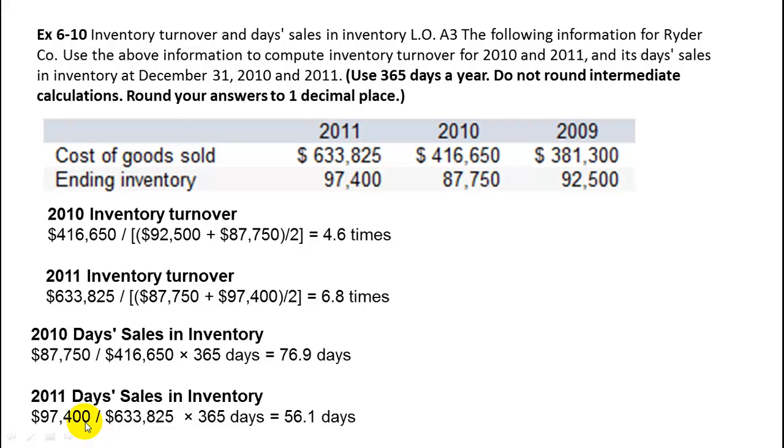For 2011, you take the 2011 ending inventory and you divide that by the cost of goods sold, multiply this calculation by 365, and it looks like you got 56.1 days.